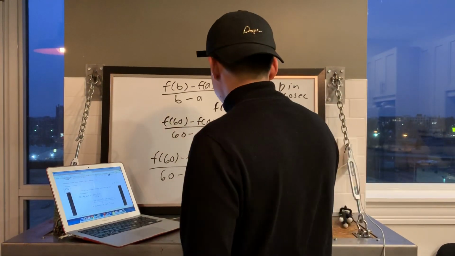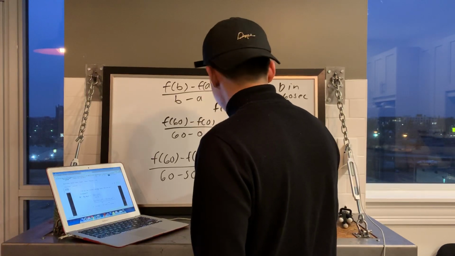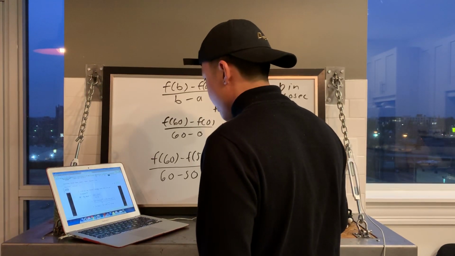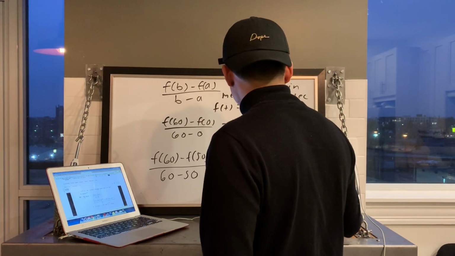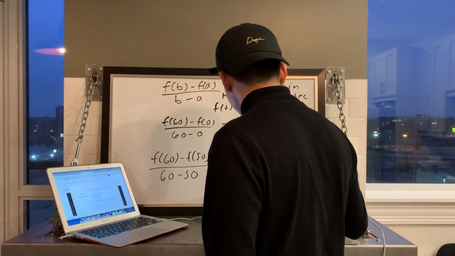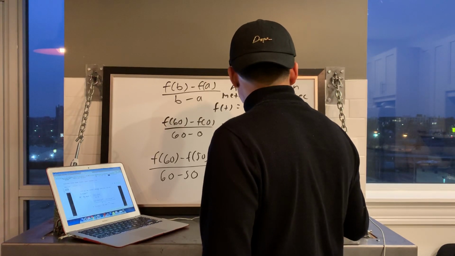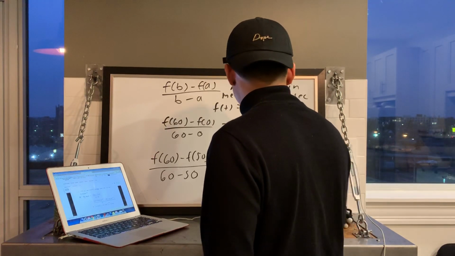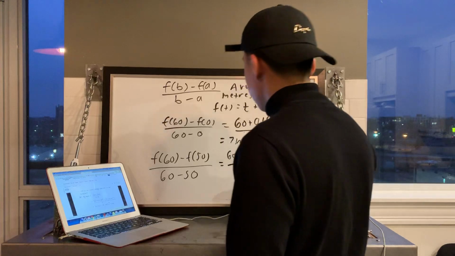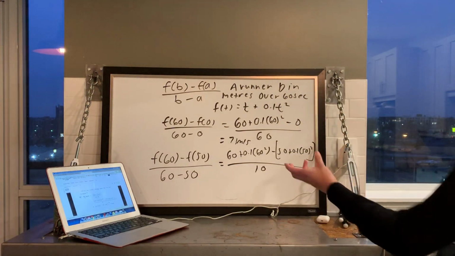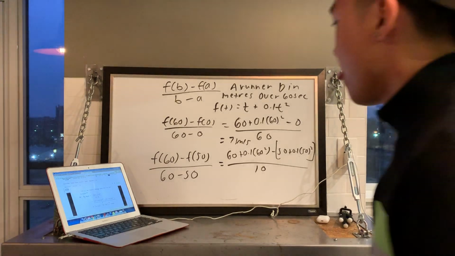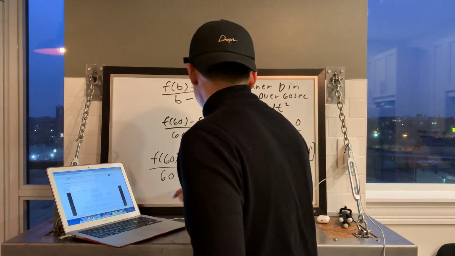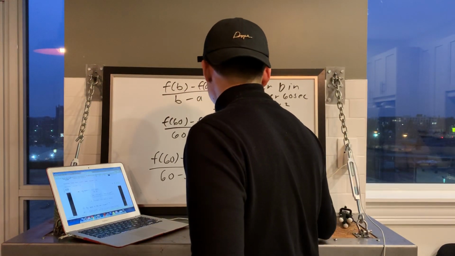So you'd have essentially 60 plus 0.1 times 60 squared minus, bracket that so you don't mess up the sign, 50 plus 0.1 times 50 squared, all over 10. And 60 minus 50 is 10. You literally sub in 60 to the function, you sub in 50 to the function, and you evaluate it. You get essentially 12 meters per second.